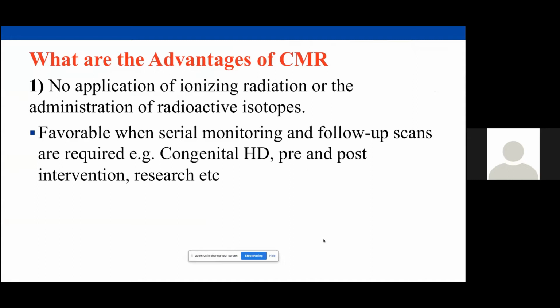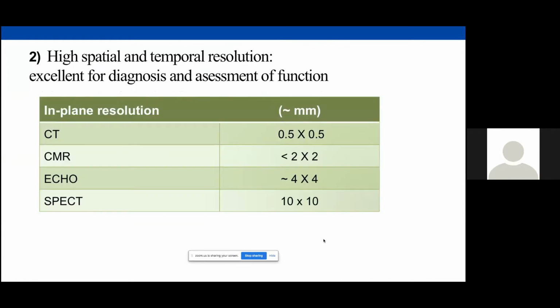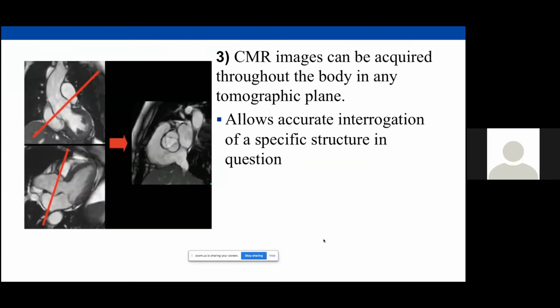Cardiac MR has no application of ionizing radiation or administration of radioactive isotope. So this is preferred especially in young patients, and also when we expect to do repeated examinations. It also has high spatial and temporal resolution when compared to other cardiac imaging modalities. Number 3, the image can be acquired throughout the body in any tomographic plane, so it allows interrogation of specific structures in question.